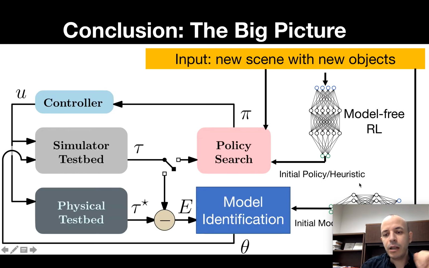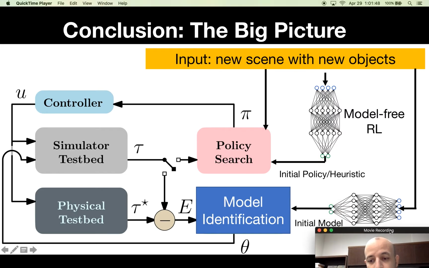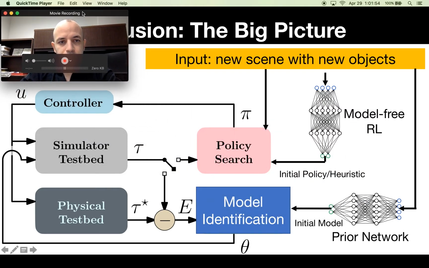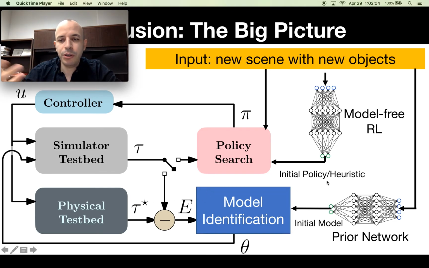So let me conclude here with the big picture. The big picture, as I see it, is the following. Let me just put my camera somewhere here. All right. So what we have here is a combination of the ideas that I presented before and some future work that I want to do. And I think that that gives us the entire view of this area.